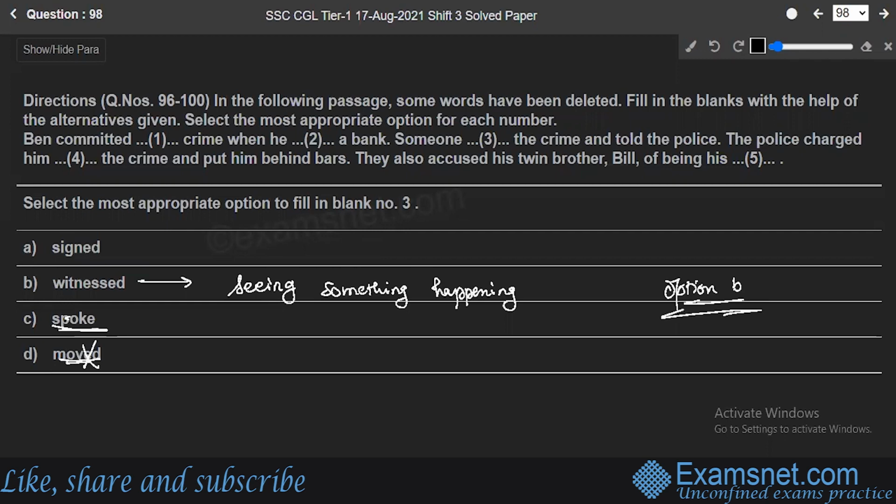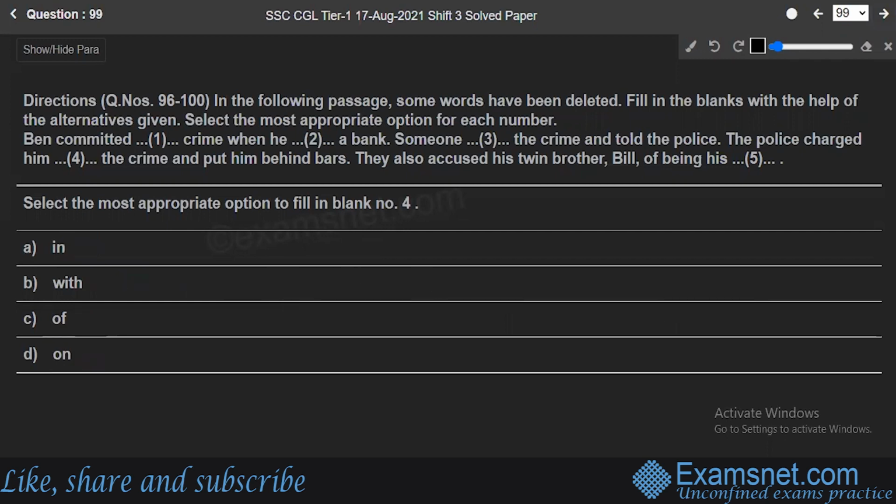Hope you're clear, right? Let's move to the next question, number 99. So fourth blank, the police charged him dash the crime: in the crime, with the crime, of the crime, on the crime. What will come? See, let's explore all the options. The preposition in, first of all, means showing the condition or state of something or somebody. With means because of something, as a result of something. Of means belonging to, connected with. Then on means about something, something being talked about, right? So here the police charged him with the crime because he was involved with the crime. Not in the crime, of the crime, on the crime. No, police charged him with the crime because he was arrested because he attempted that crime. With is a conjunction, like connecting these two parts of the sentence, right? So option B is the correct answer.